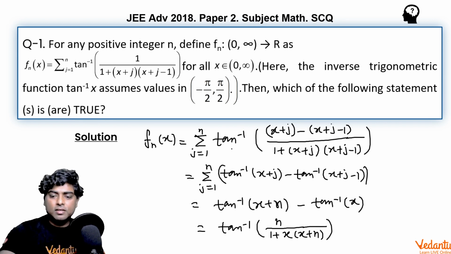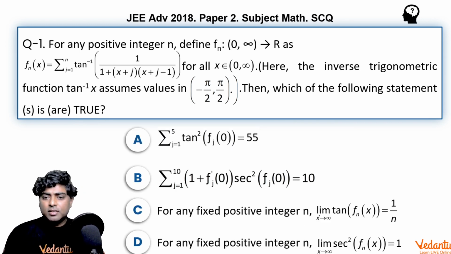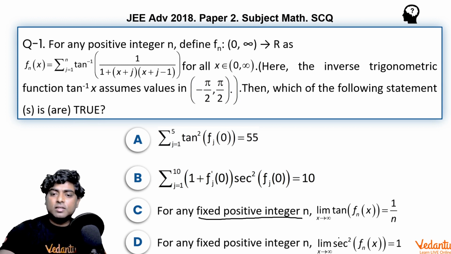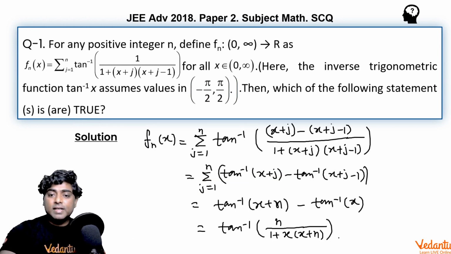Now if we go back to the options, it is required to find, for any fixed positive n (n is fixed, n is finite), with x going towards infinity, the limit of tan of fn(x). In option D also they are asking about the limit of fn(x) as x tends to infinity. So we got fn(x) as this. When you put x as infinity here, the denominator becomes infinity, so finally it is 0. Tan inverse 0, that is 0.